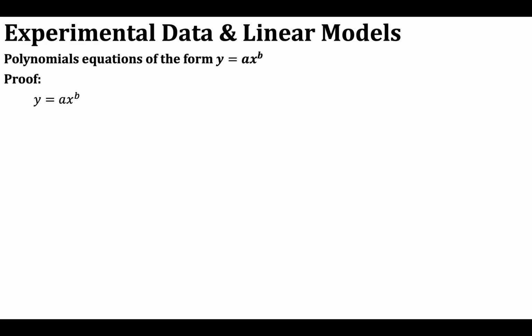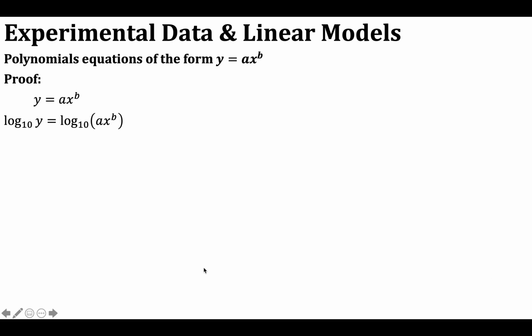So firstly, we're going to look at polynomial equations of the form y equals a times x to the power b. So if we take y equals a times x to the power b, and I previously mentioned we should be taking logs of both sides of the equation in order to try and make this exponential equation linear. So taking logs of both sides will give us log to the base 10 of y equals log to the base 10 of a times x to the power b.